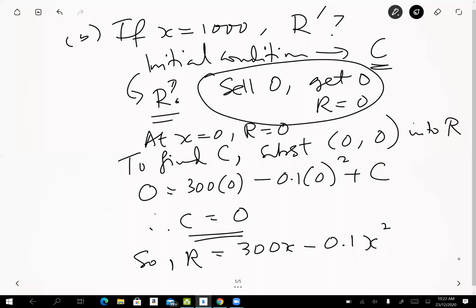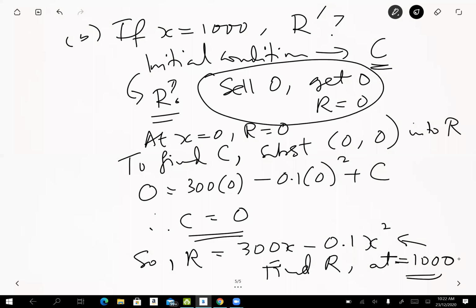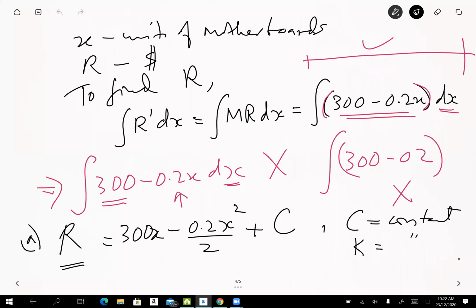Given this, you can find the revenue when x equal to 1,000. So why is it 0.1? Because you go back to the last page where we integrate 0.2x. What do I get?